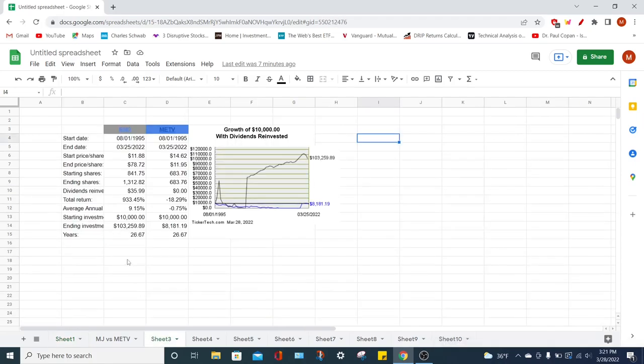And that's exactly what we're going to do. However, when we compare it to BND, BND absolutely slaps METV. And this is a bond ETF. This is literally just investing into this bond ETF $10,000 one time back in 1995, and that would have appreciated to over $100,000 in current day. So the clear winner here is going to be BND.